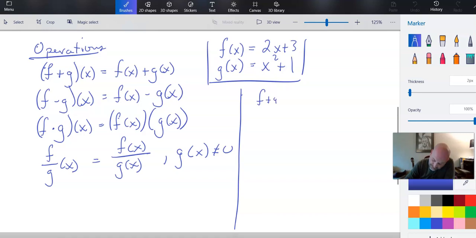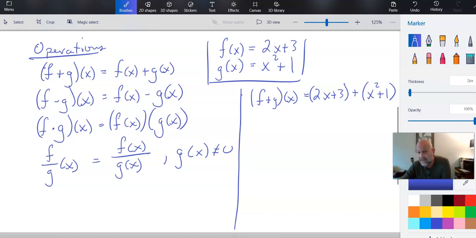f plus g of x literally means take f of x, 2x plus 3, it's a good idea to remember the parentheses, and add g of x, which is x squared plus 1. So you add them together, you collect your like terms. Now, keep in mind, sometimes it's better to not add them together because you actually need them separate. But from here, you would just collect like terms.